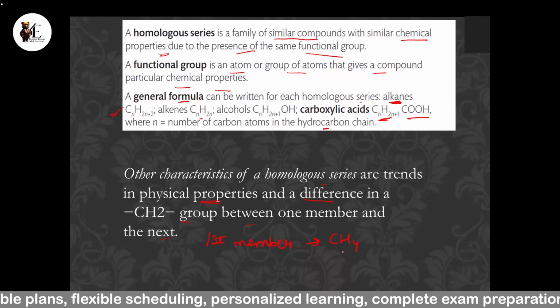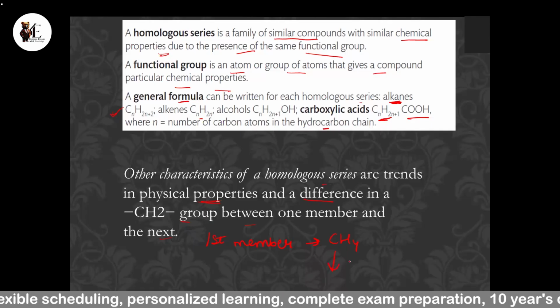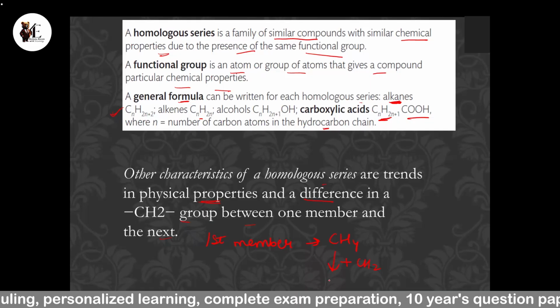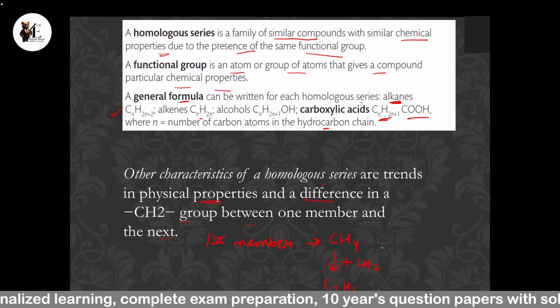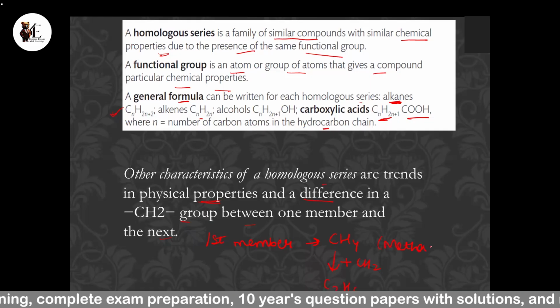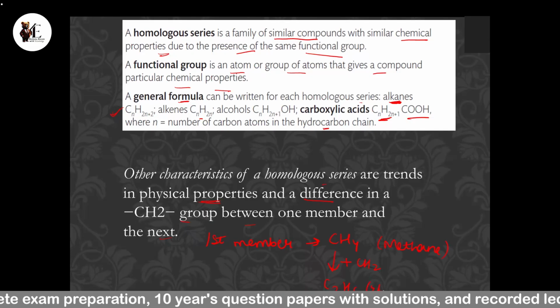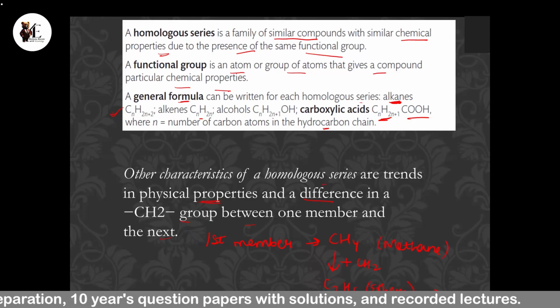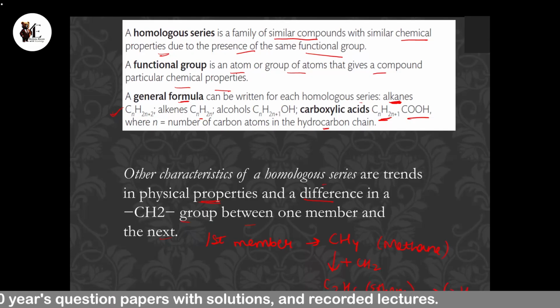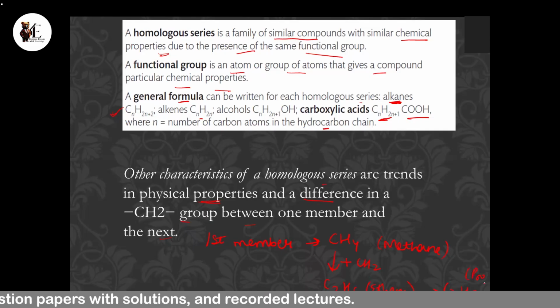Now, homologous series means when you add a CH2 group to this unit, you get C2H6. It is ethane, right? When you add a CH2 group to this ethane, you get C3H8, which is your propane. So methane, ethane, propane are just your homologous series. They are similar compounds, with only a difference of a CH2 unit.